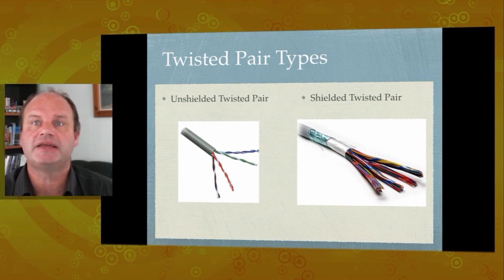Shielded twisted pair is just like unshielded twisted pair, but is protected from electrical interference. Shielded twisted pair is, however, more expensive and bulkier than unshielded twisted pair due to the shield, but is better at maximizing bandwidth and is used in high-end applications.